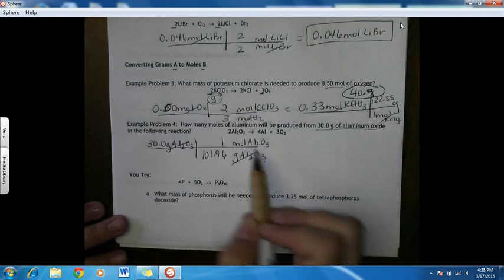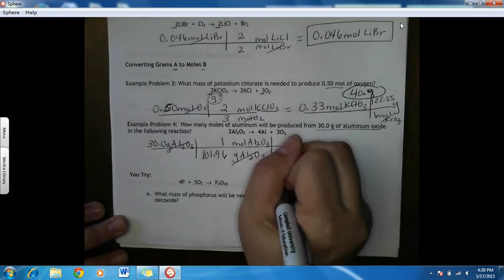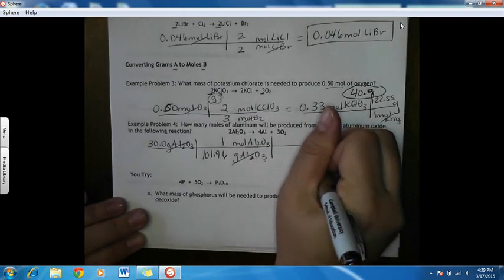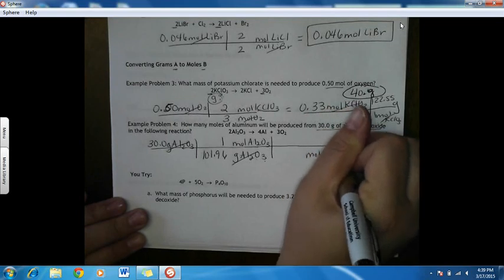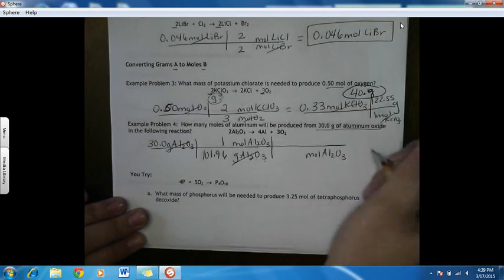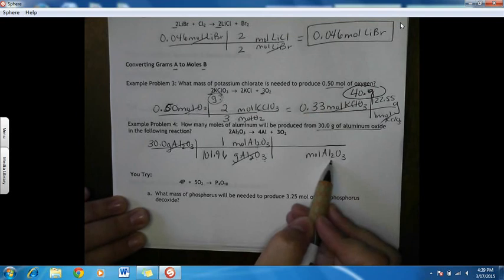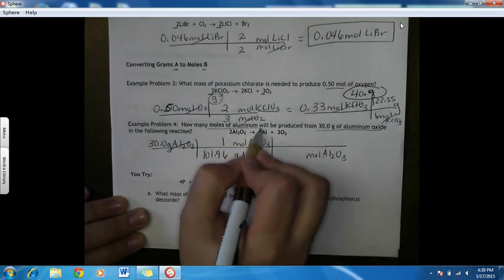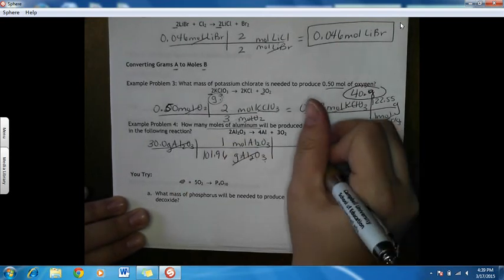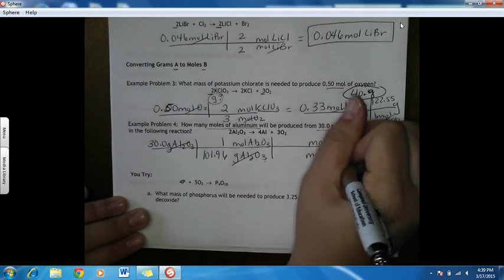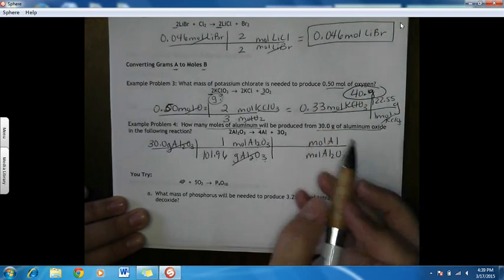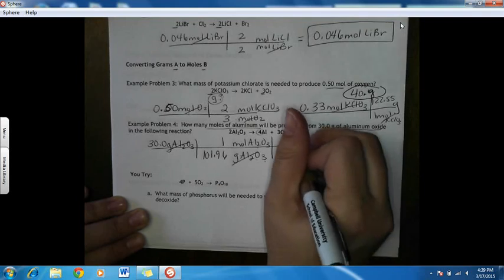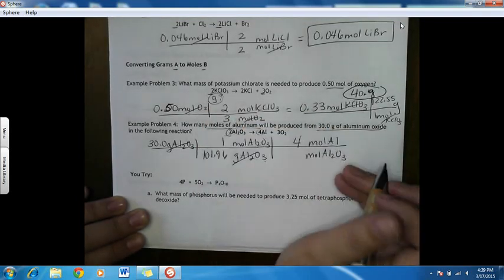Now that we have moles of aluminum oxide, we can use the mole ratio to convert to our new substance. And so we'll put moles of aluminum oxide on the bottom, so that will cancel. Now what's the new substance we want? Moles of aluminum. So we'll put moles of just aluminum on top. And what is that mole ratio? We have 4 moles of aluminum for every 2 moles of aluminum oxide.